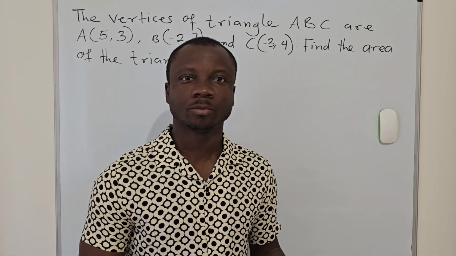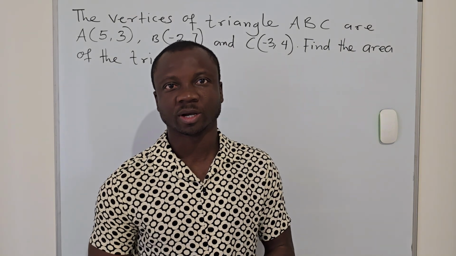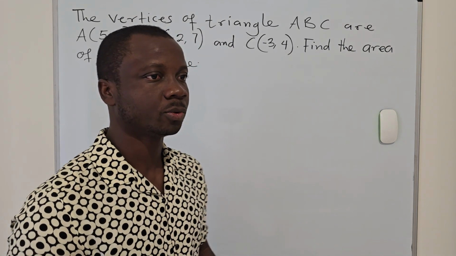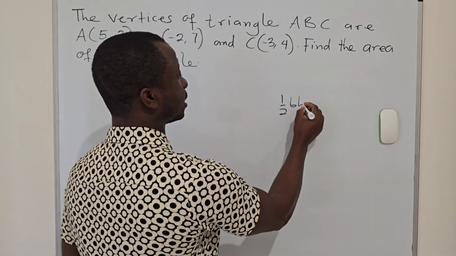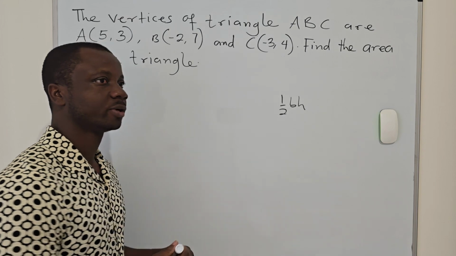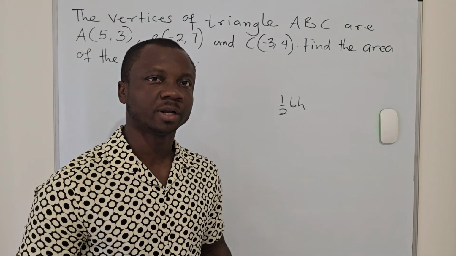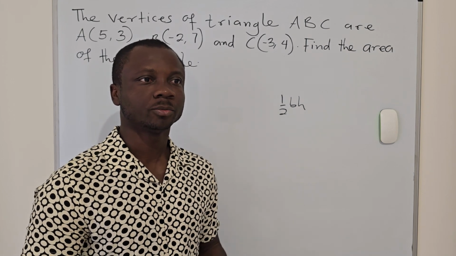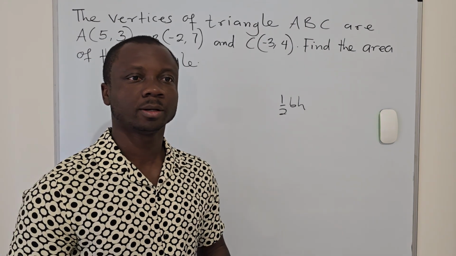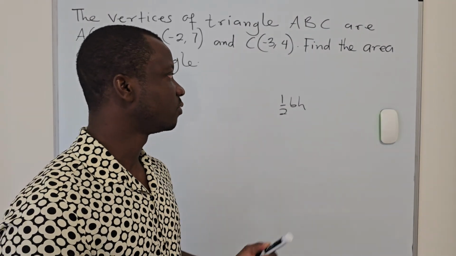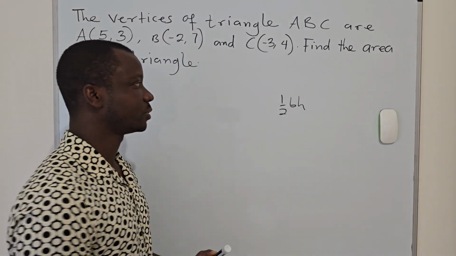Normally, we always ask to find area of a triangle when we have the height and we have the base. In that case, we will use a formula which is half base times height. But looking at this question, we don't have the base, we don't have the height of the triangle. We only have the vertices and we are asked to find the area of it. There's a different way and a different formula that we use to solve such questions. So let's go through and see how we are going to solve this question.